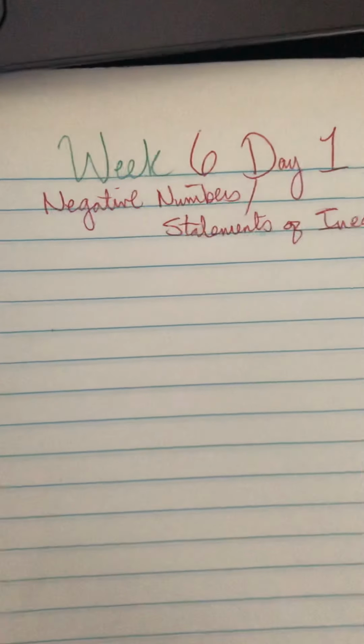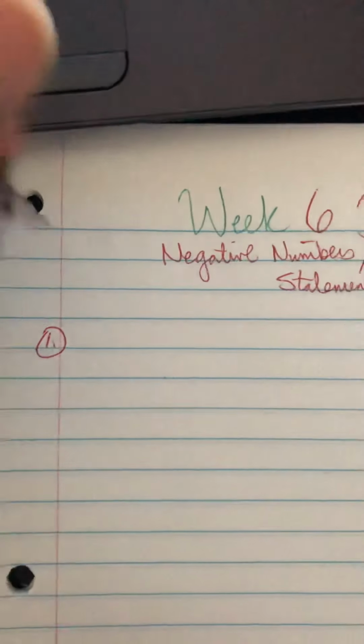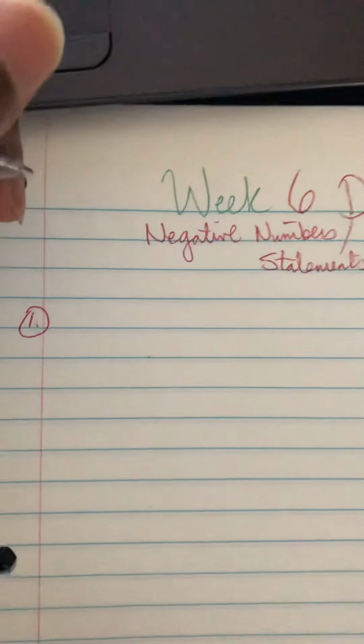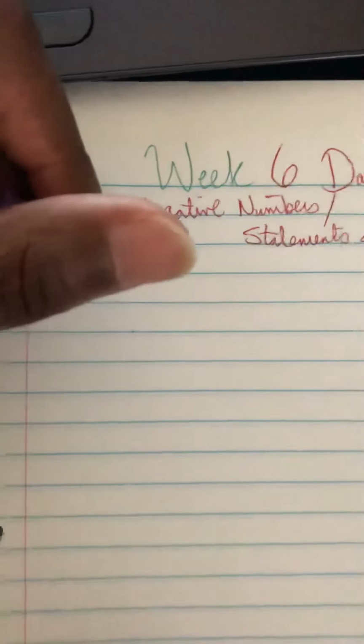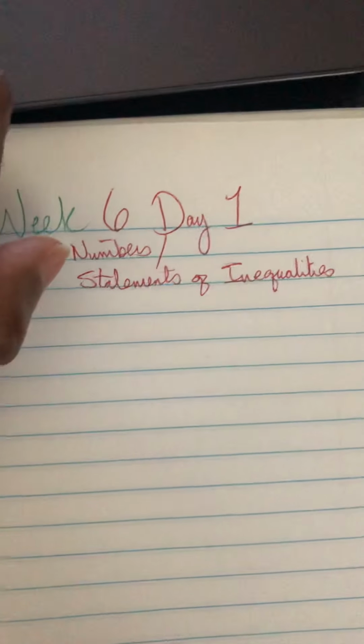Negative numbers. We're going to start out. Section 1 is negative numbers, and then section 2 is going to be statements of inequalities. So hopefully you guys use the video to kind of figure things out, but we're going to jump right into this first problem, which says negative 17 minus 6 plus negative 9 minus the opposite of 5.